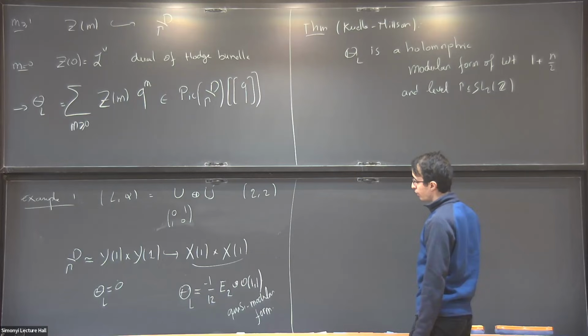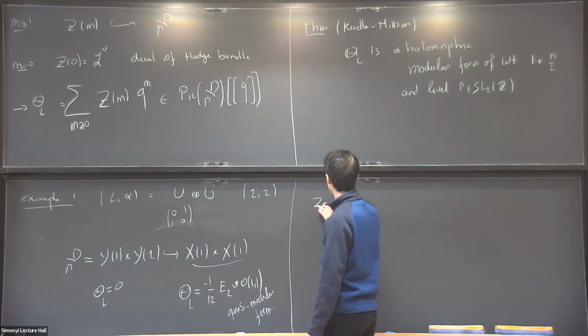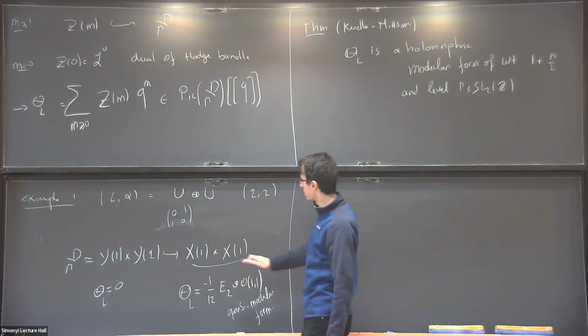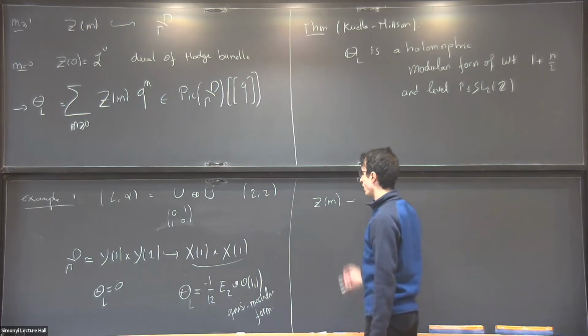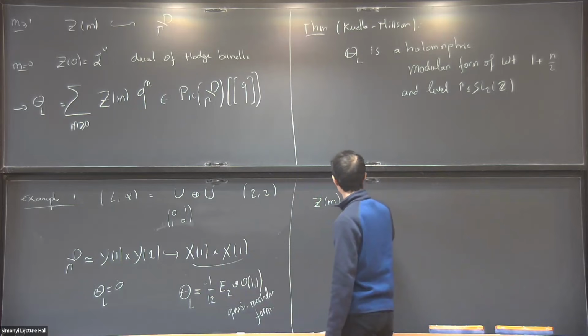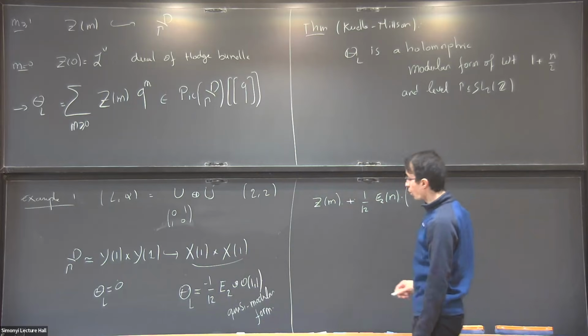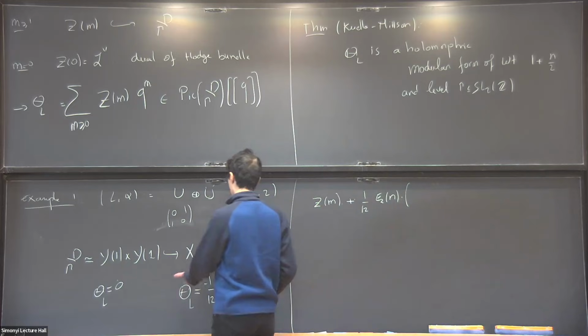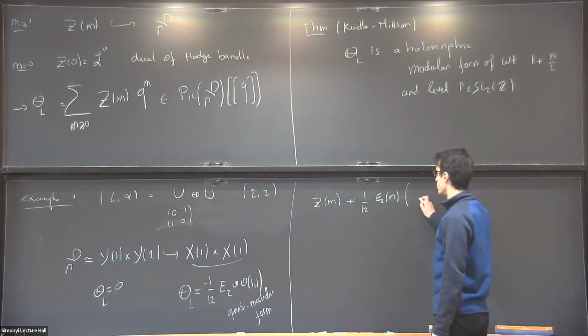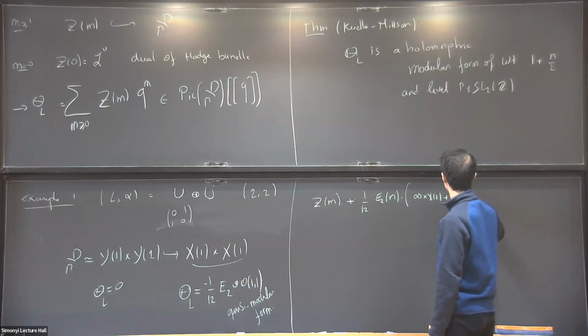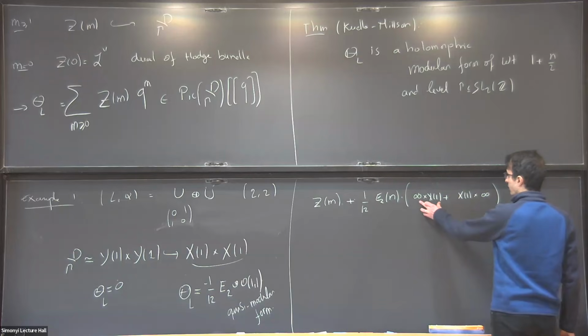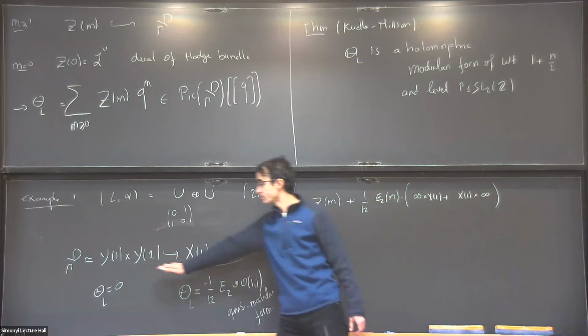Another way of writing this is the following. If you take Z_M in this compactification and then you subtract, well, in this case, you add 1/12, the n-th Eisenstein series coefficient of E times the cycle. So for O11, you can choose a cycle that represents O11, and it's going to be just infinity cross x1 plus x1 cross infinity. And so these are the boundary cycles in this compactification.